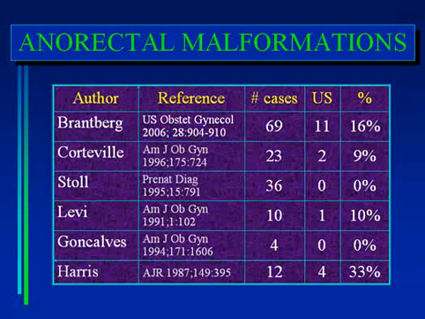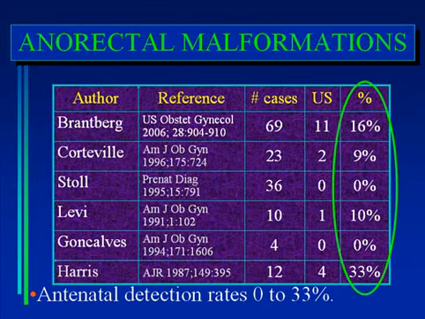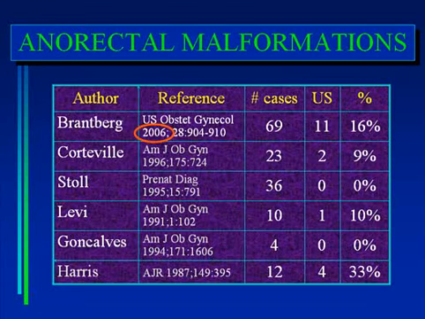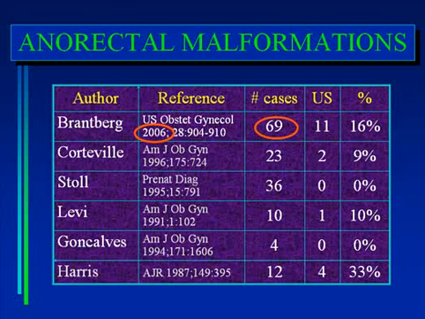In fact, ultrasound is really bad at diagnosing anorectal malformations, very insensitive. There have been multiple studies that have looked at the frequency of identification of anorectal malformations at antenatal ultrasound, and all of them show very poor results. Antenatal detection rates of 0 to 33% in all of the studies. In fact, even in the most recent and largest of these studies, of 69 cases of anorectal malformations, only 16% were detected with antenatal ultrasound.